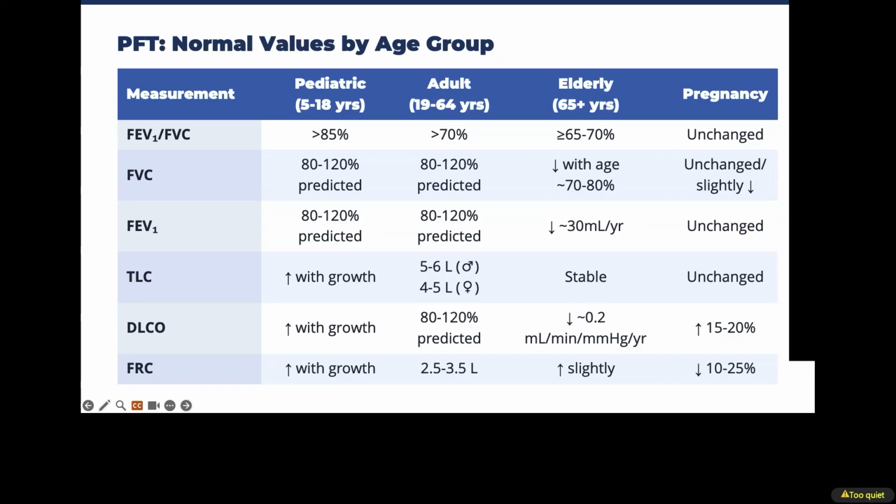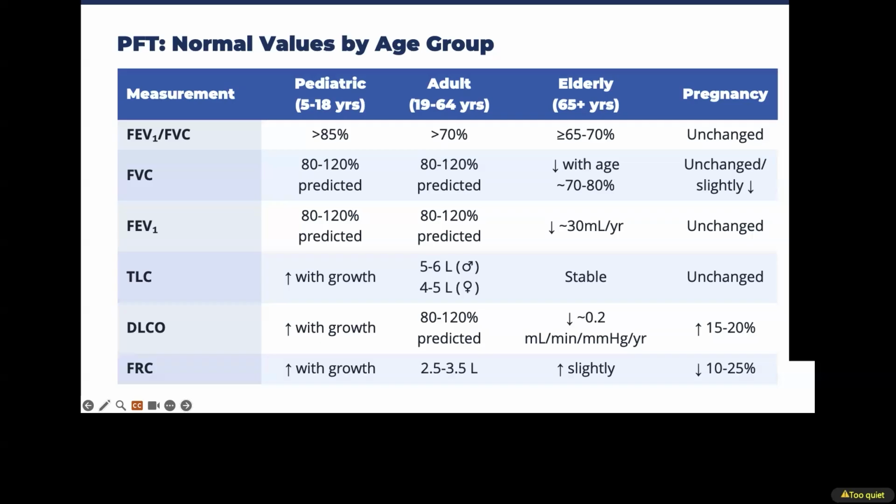In, say, a healthy adult, 19 to 64 years old, healthy adults will have an FEV1 to FVC ratio that is stable around 70%. Now, both FEV1 and FVC will stay within about 80 to 120% of the predicted value. The TLC, total lung capacity, averages about 5 to 6 liters in men and 4 to 5 liters in women. And the diffusing lung capacity remains stable, assuming they're not smoking and there's no underlying lung disease.